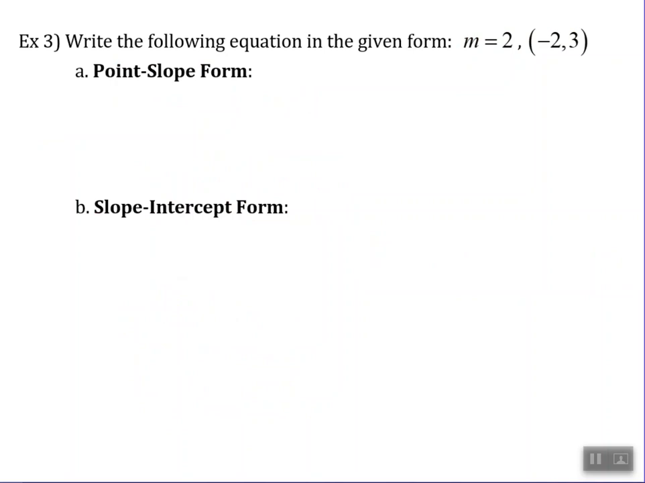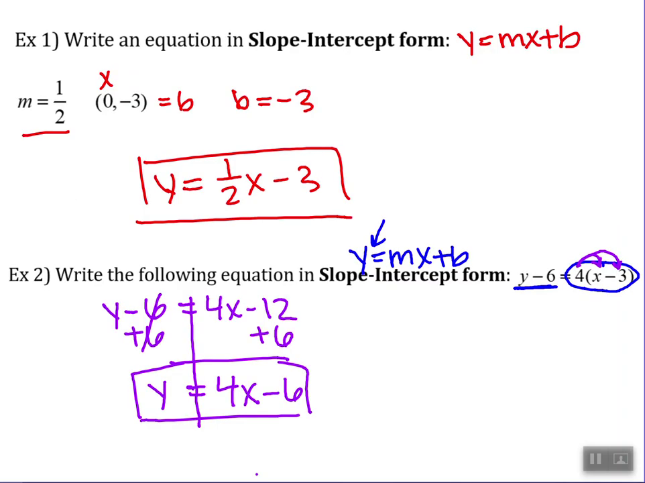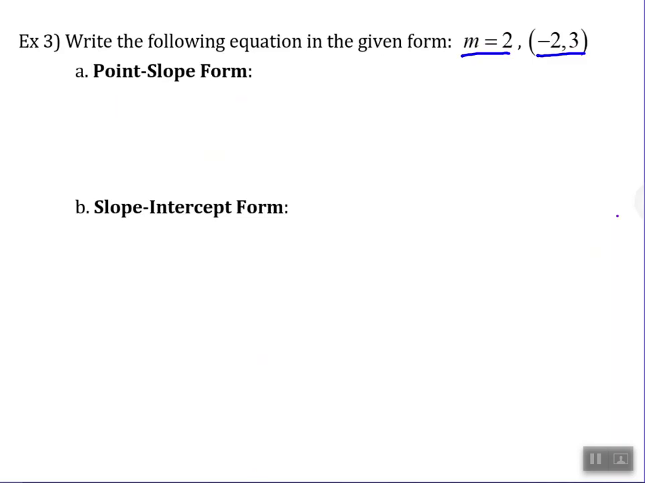This one says write the following equation in the given form. So now we're going to take 2 steps. You notice here I'm given my slope and my point. This one's different. If we look at the point here, it's different than the point I was given for the last one. Remember, my x was 0 before, but for this one, my x is negative 2. Remember, this is my x and this is my y. I can put x1, y1, just like we did last class.